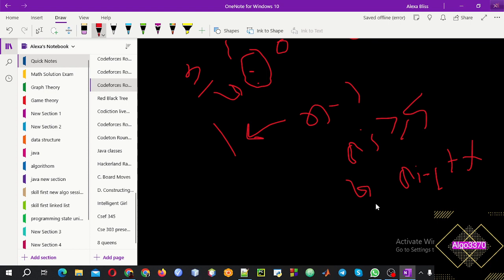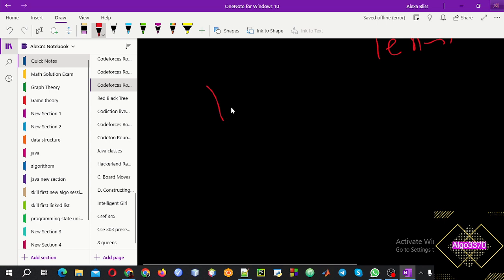What is the main duty here? We'll pick the leftmost index here. Then set all the elements.